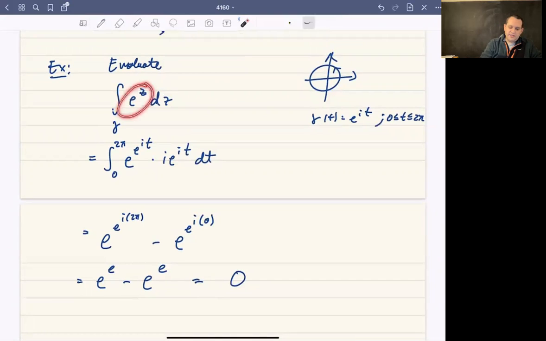This function e to the z is holomorphic. It's, again, an entire function. It's holomorphic over the entire complex plane. Gamma is a piecewise smooth curve. In fact, it's just smooth, right? You don't even have to think about it in terms of any pieces. It's just one piece. It's smooth. And so that means that the integral there should be 0. Okay, and in fact, it is. Everything works out very nicely.